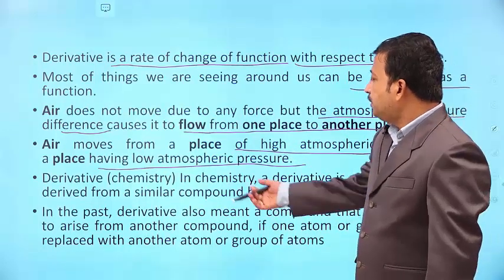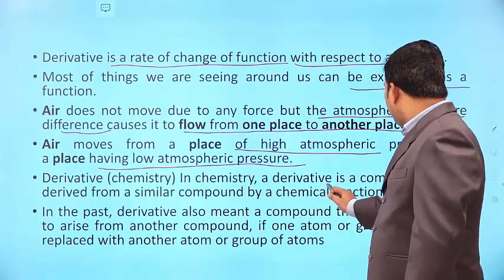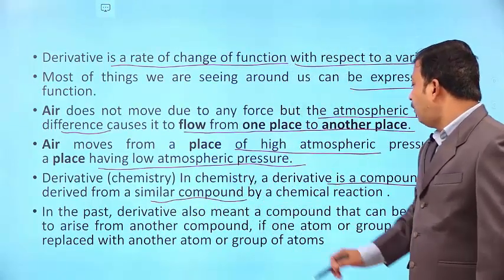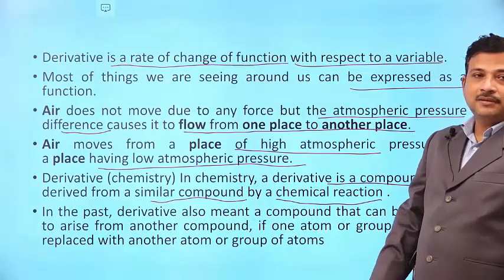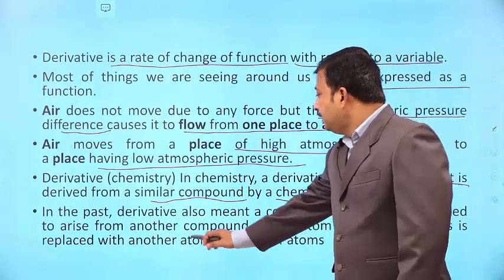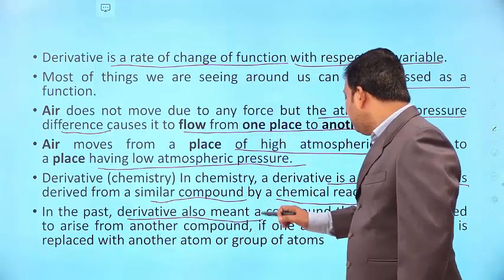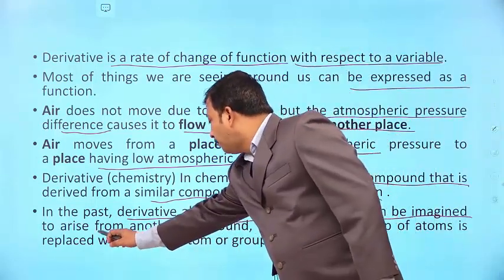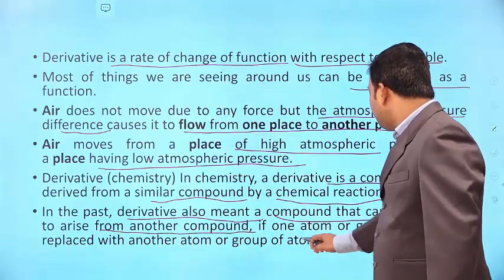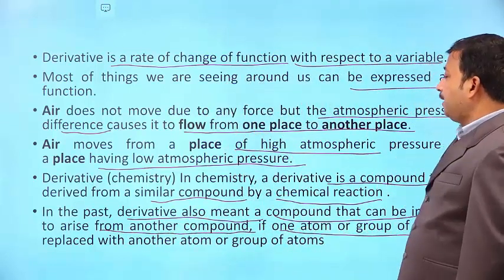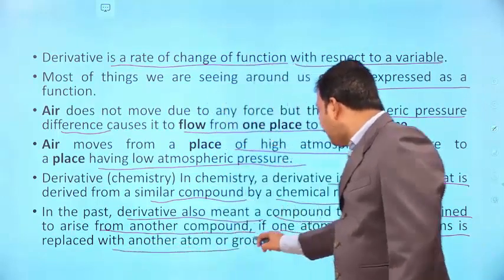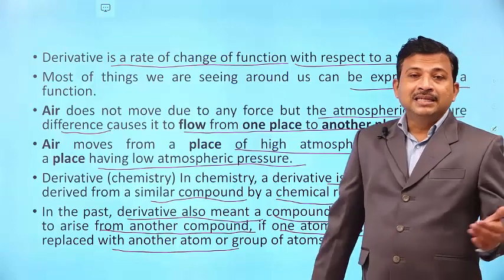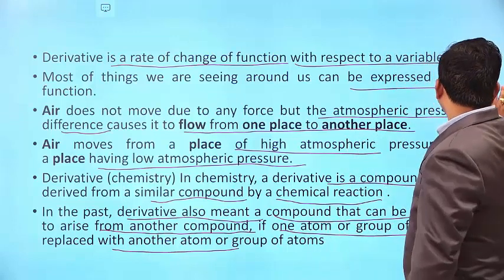And if there is no physical interpretation of a particular mathematical thing, then it cannot be applicable. So derivative in chemistry is nothing but a compound that is derived from a similar compound by a chemical reaction. In the past, derivative also meant a compound that can be imagined to arise from another compound. If one atom or group of atoms is replaced with another atom or group of atoms, then a new compound is formed. This is also one of the changes happening in materials.